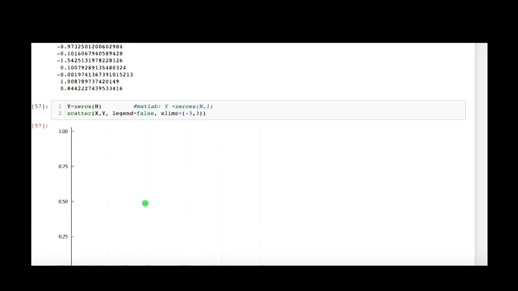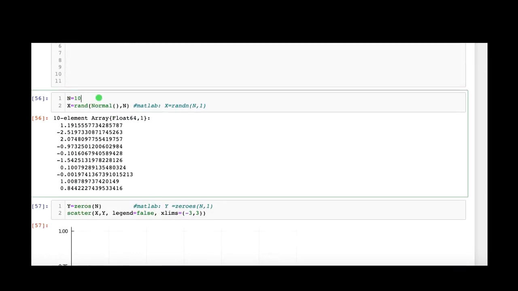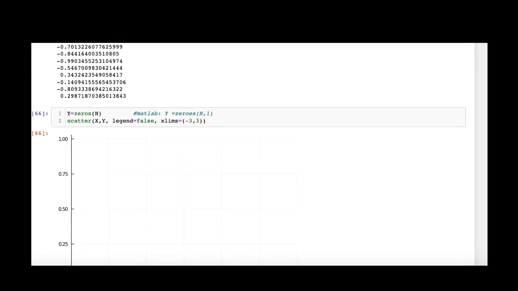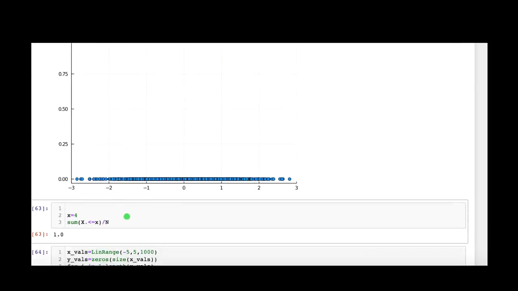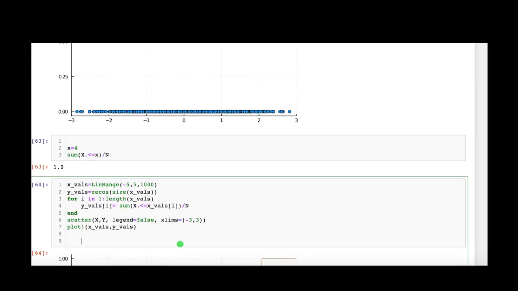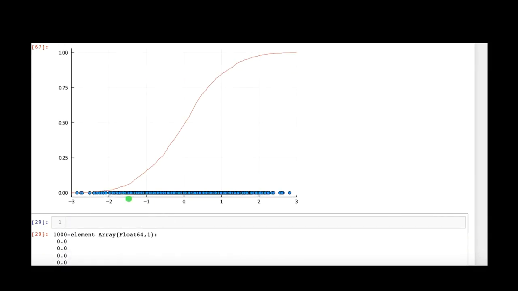If I make the number of points much larger, and I now plot the empirical CDF, I get something that looks very similar to the true cumulative distribution function of the standard normal distribution. In that sense, the empirical CDF approaches the true CDF as the number of sample points becomes larger and larger.